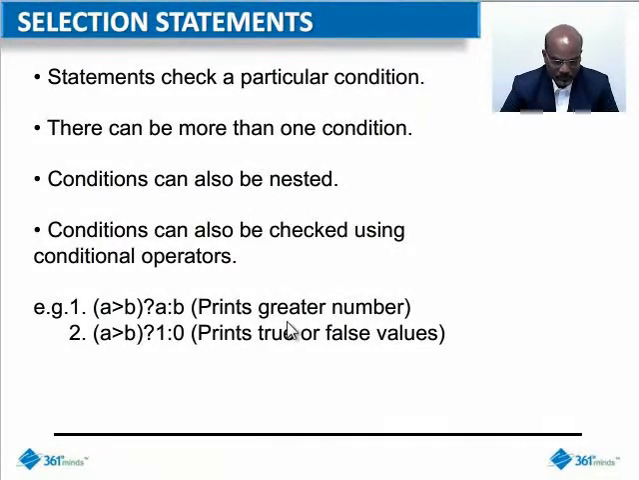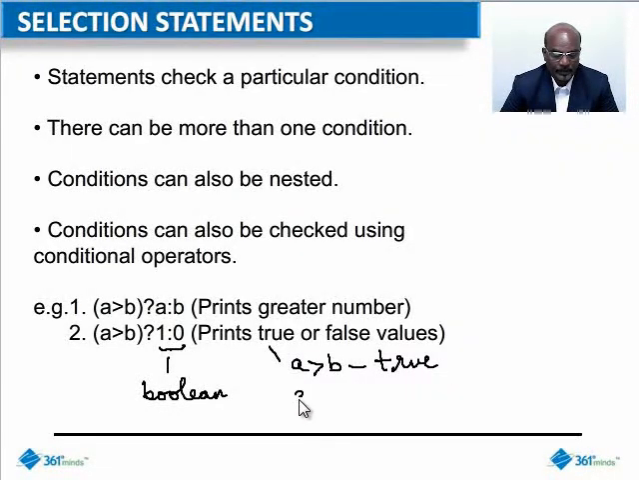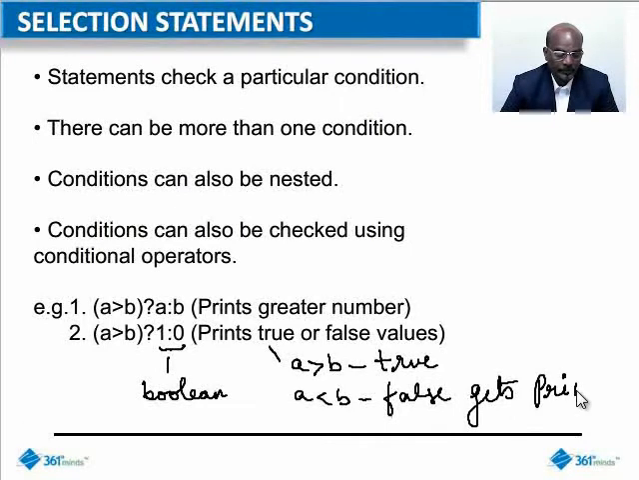In the second instance, I have just written A greater than B, question mark 1 colon 0. So this is a Boolean value. If it finds that A is greater than B, then 1 tantamounts to true, so it will print true. And if A is less than B, then it will read as 0, and therefore the value false will be printed. Instead of the value 0, the message false gets printed. So this is how selection statements work.